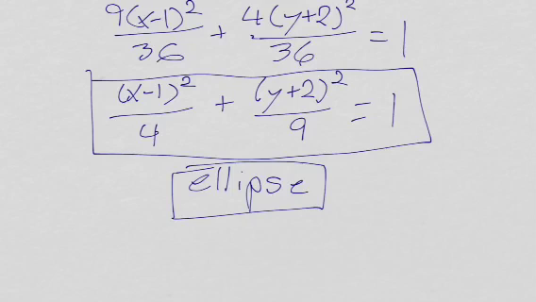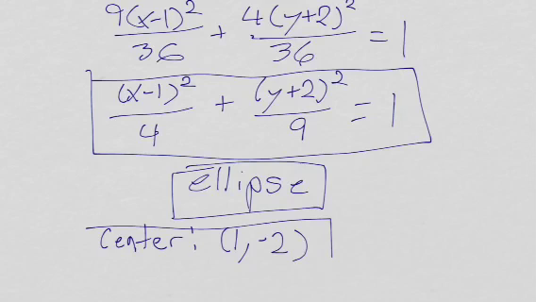We can look at the center by looking at these terms. So because it says x minus 1, the x value of the center is going to be positive 1. And then the y value is going to be negative 2. So there's our center.